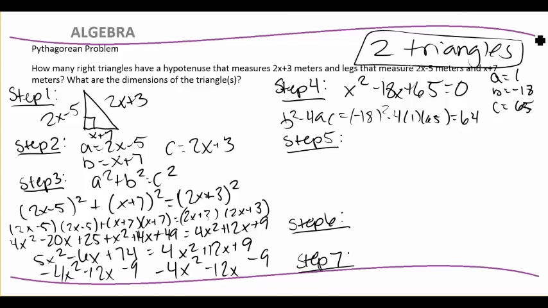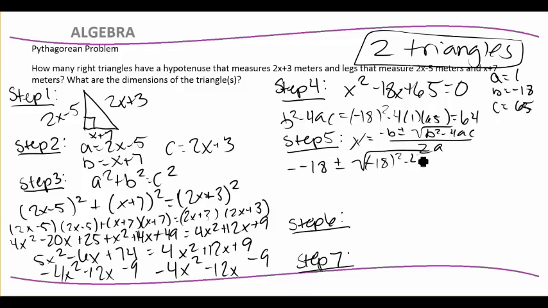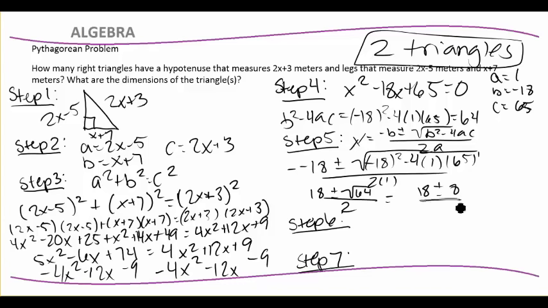Step 5 is we're going to factor or use the quadratic formula. So the quadratic formula is x equals negative b plus or minus the square root of b squared minus 4ac all over 2a. Let's go ahead and plug in. We have negative 18 plus or minus the square root of negative 18 squared minus 4a, which is 1, c, which is 65, all over 2a, which is 1. And this simplifies down to 18 plus or minus the square root of 64 all over 2, and simplifies even further to 18 plus or minus 8 over 2.